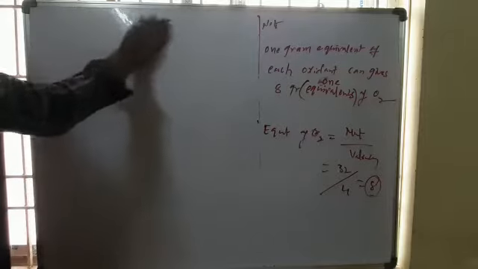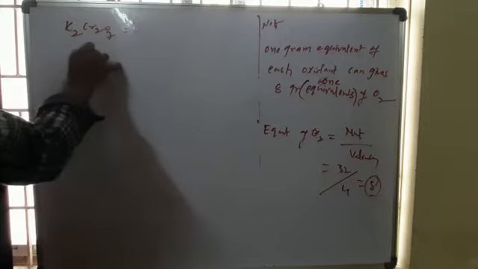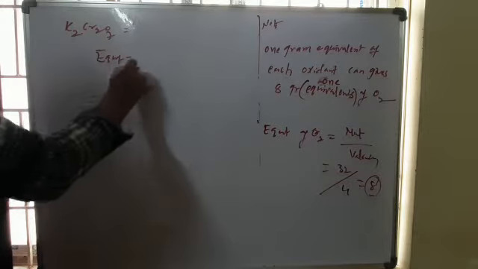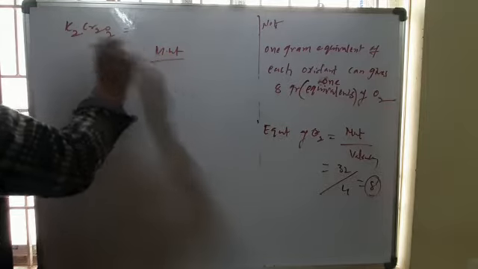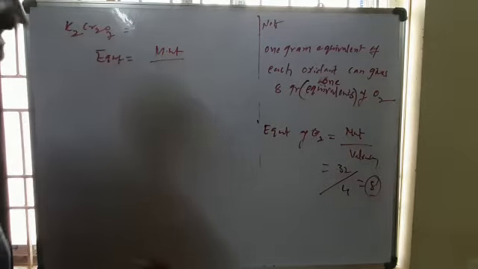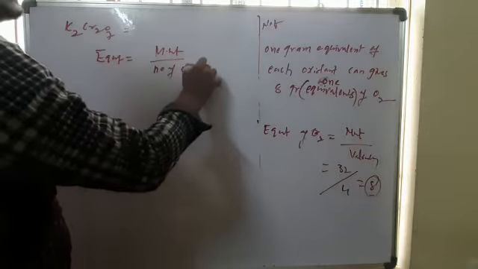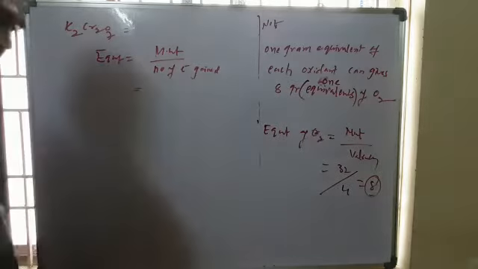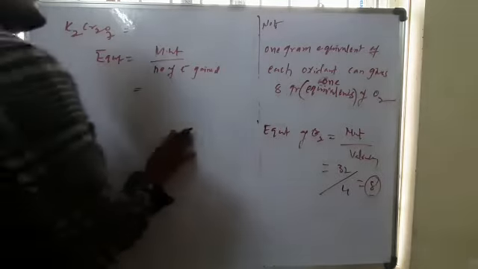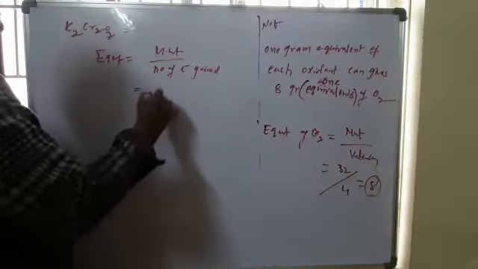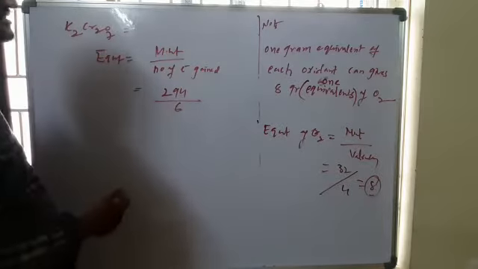If you take K2Cr2O7, the equivalent weight equals its molecular weight divided by valency, which here means the number of electrons gained by the oxidant. So the equivalent weight of the potassium dichromate oxidant: molecular weight is 294 and the number of electrons gained is 6.